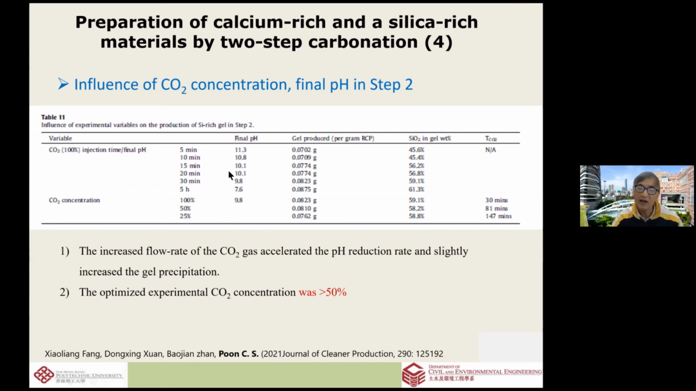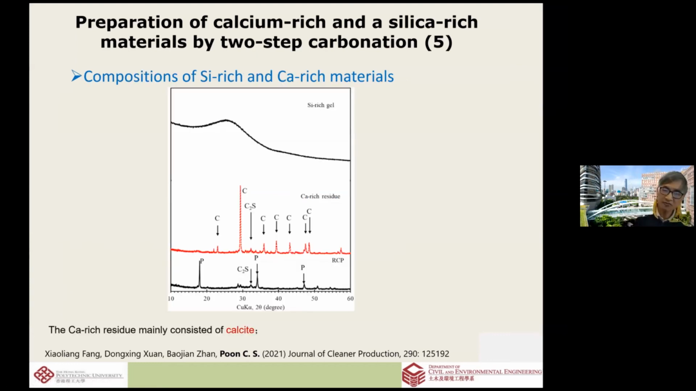And then we found that when we use the CO2 to lower the pH to a certain level, then we start to see the precipitation of the silica. And then what are these materials? We start off with a powder, we call RCP, recycled cement paste.